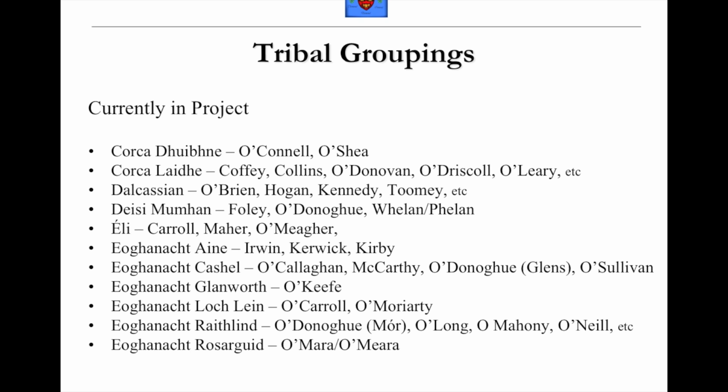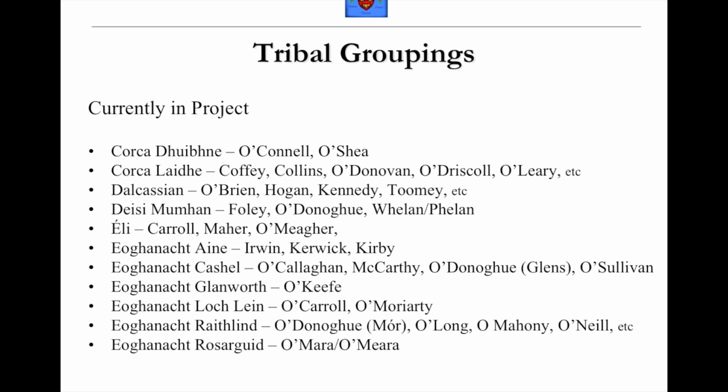The O'Cashel, let's go on here. Here we have the O'Callaghans, McCarthys, O'Donoghues of the Glen, and then the O'Sullivans, and then the Glanworth, the O'Keefes. My maternal grandfather was a Moriarty, Daniel Moriarty, and that's why I've started the Moriarty YDNA project as well. The O'Nough de Ratland, the O'Donoghue Moore, the O'Longs, the O'Mahonys, the O'Neills, and so on.